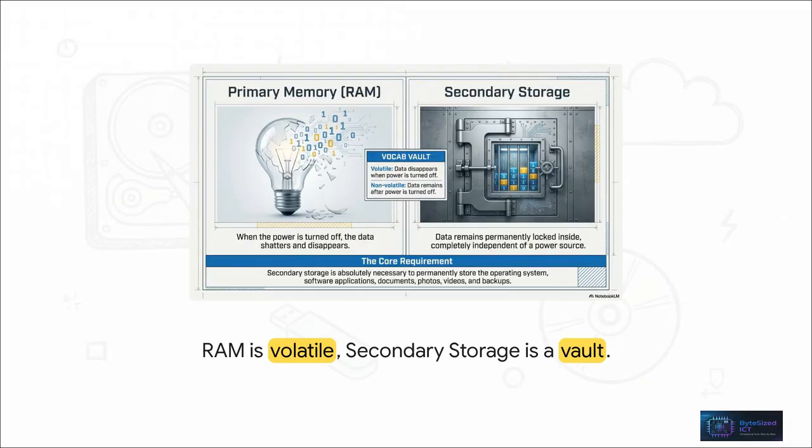Think of primary memory, or RAM, like a fragile light bulb. The second the power is turned off, the data disappears instantly. It just shatters. Now, don't get me wrong, it's incredibly fast, but it has literally zero object permanence. Secondary storage, on the other hand, acts like a heavy steel vault. When you actually save a file, the data is locked away safely, remaining permanently secured inside, completely independent of whether it has a power source or not.